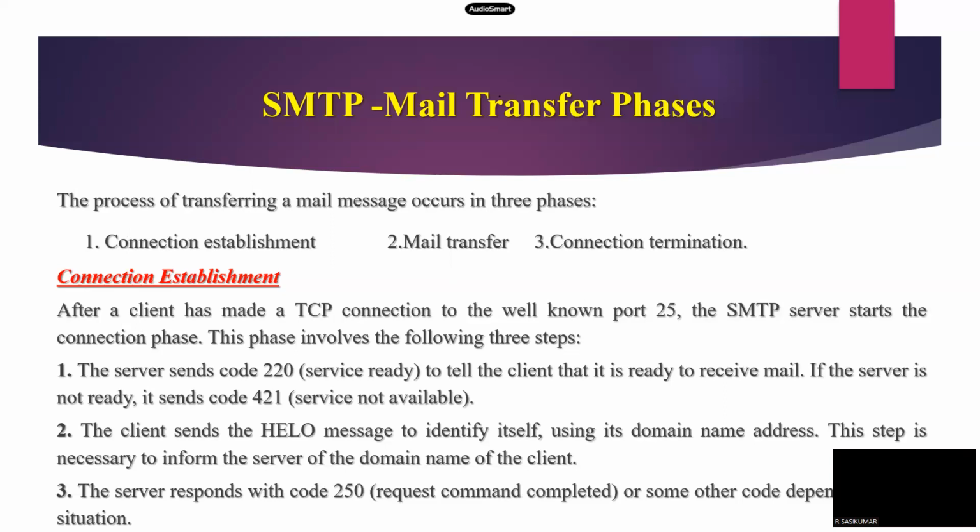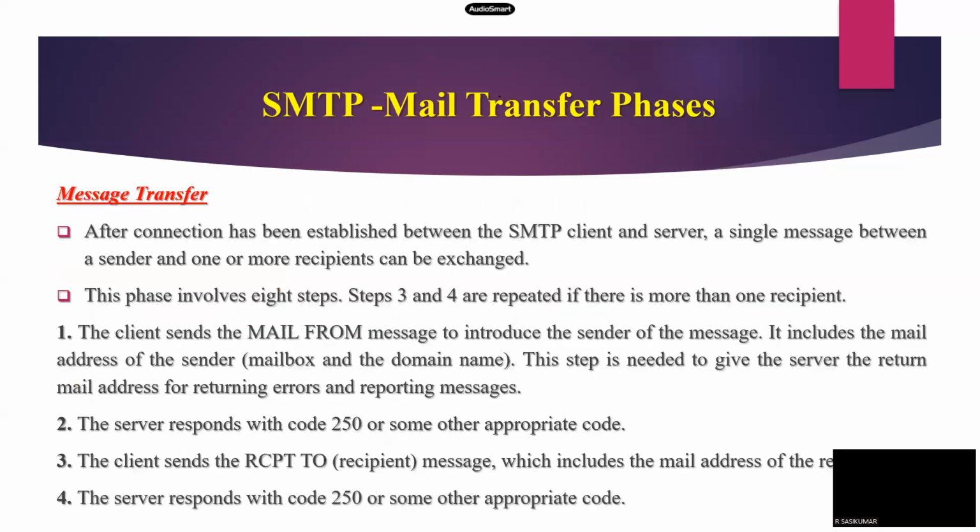So we move on to the second phase, mail transfer. How is the message transferred? After the connection has been established between the SMTP client and server, a single message between a sender and one or more recipients can be exchanged. This phase involves 8 steps. Steps 3 and 4 are repeated if there is more than one recipient. In step 1, the client sends the mail from message to introduce the sender of the message.